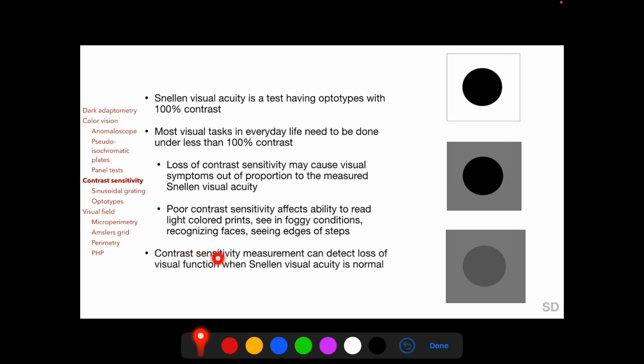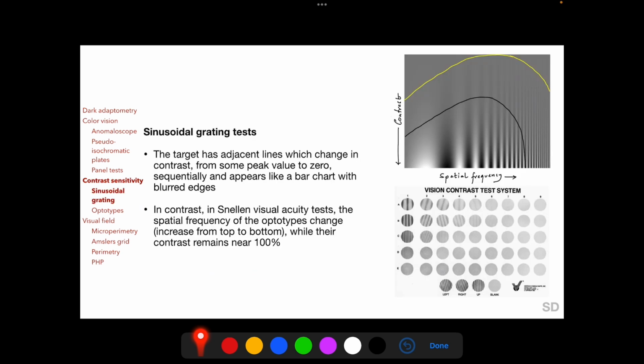So contrast sensitivity measurement can detect loss of visual function when Snellen visual acuity is found to be normal. Contrast sensitivity can be assessed either with sinusoidal gratings, as shown here by these two photographs, or with optotype charts. In a sinusoidal grating chart, as shown here in this photograph, the contrast has some peak value which decreases to 0 vertically and also horizontally and appears like a bar chart with blurred edges.